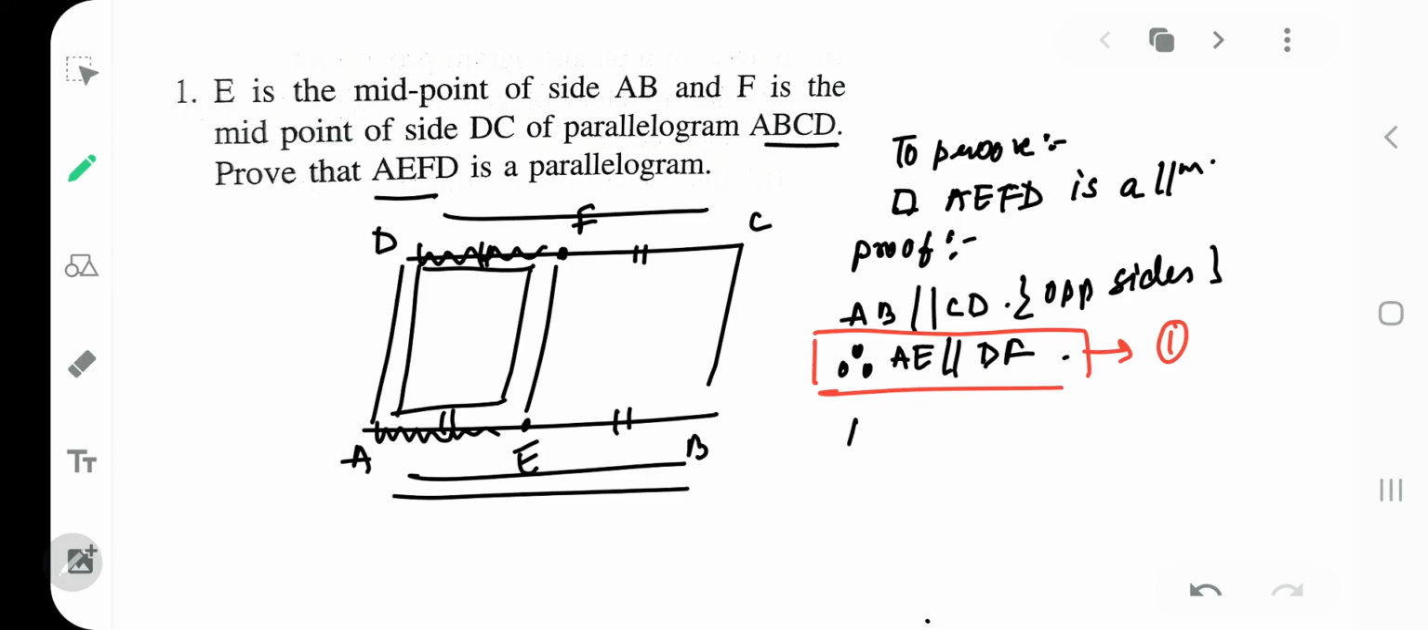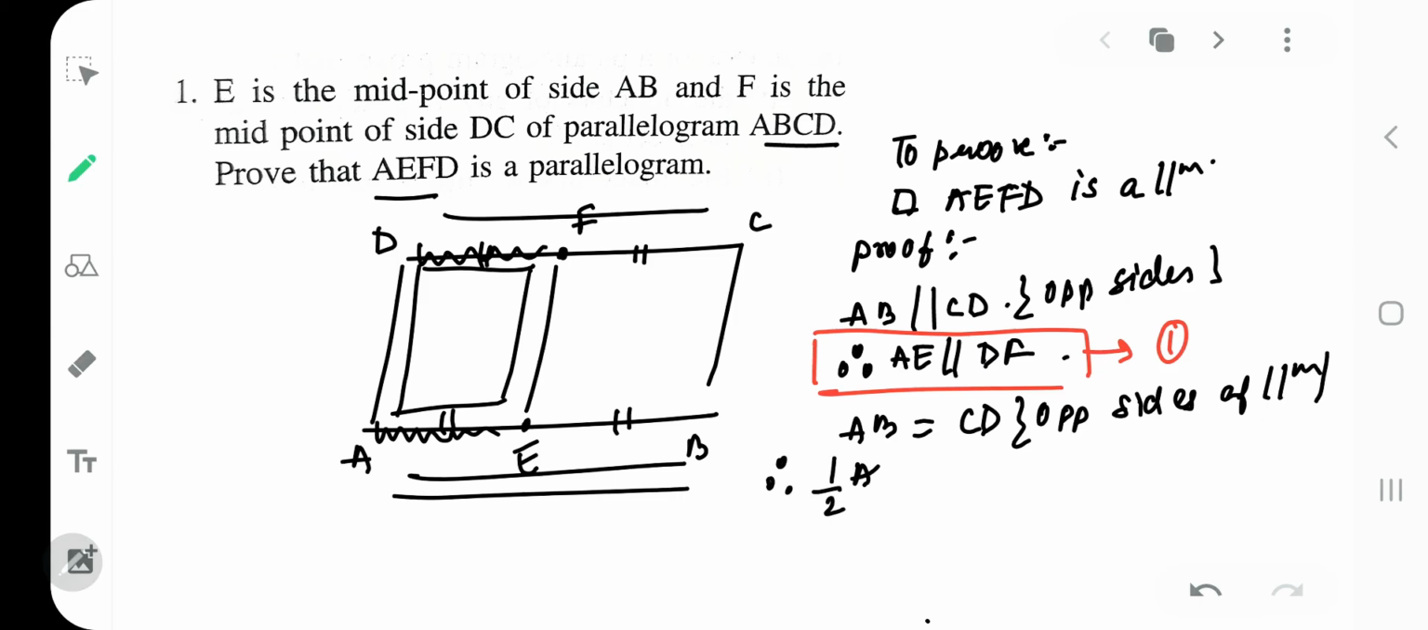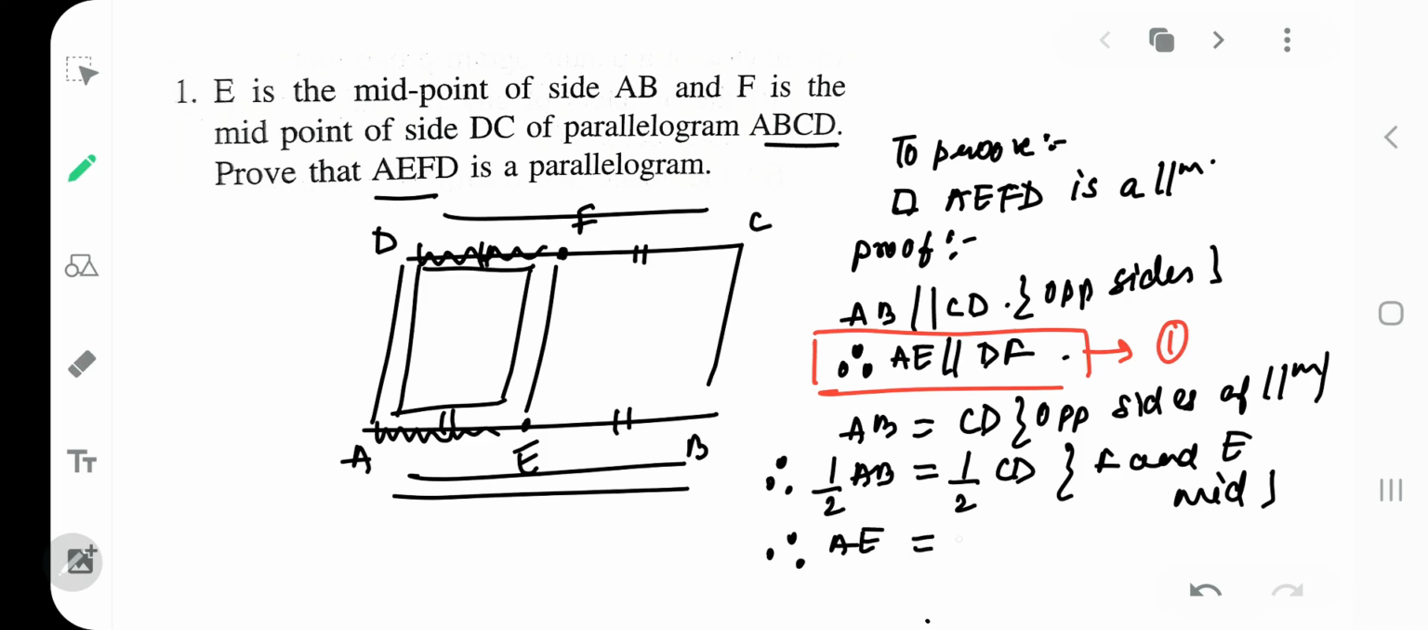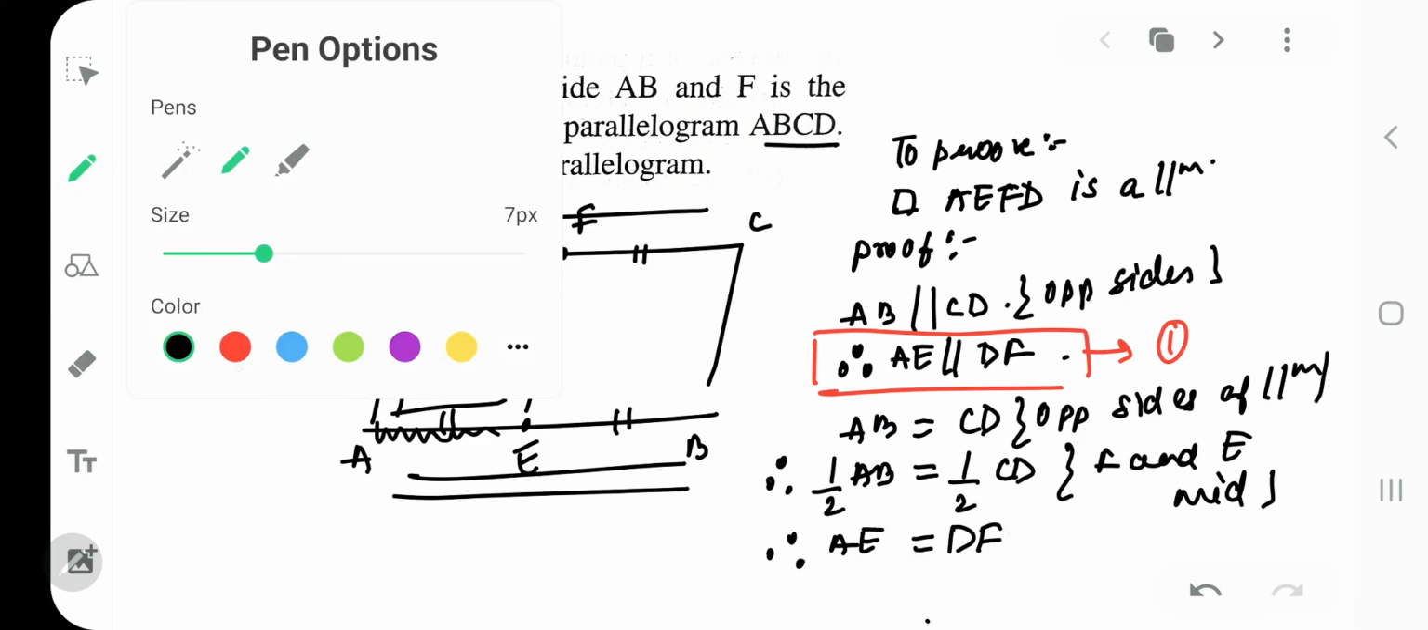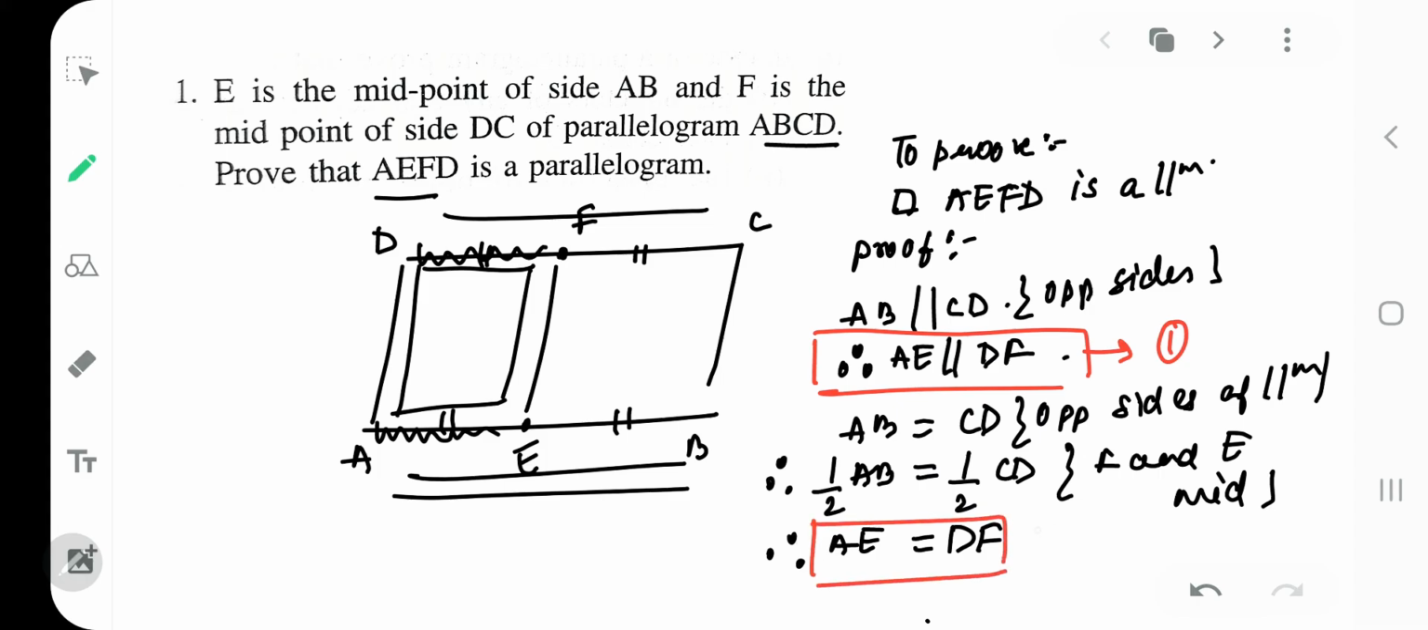Next, AB is equal to CD, because opposite sides of a parallelogram are equal. Therefore, if the whole AB is equal to the whole CD, can I say half of AB is equal to half of CD? Because F and E are midpoints. So half of AB, can I write it AE? And half of CD, can I write it DF? Mark this as equation number 2.